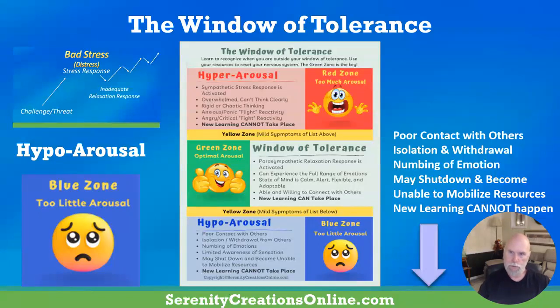Again, since the blue zone is outside our parasympathetic window of tolerance, we will experience difficulty learning. In fact, no new learning can take place. Everything's pretty much powered down in this state because we remain in survival mode. We can experience growth mode when we return to the green zone of optimal arousal.